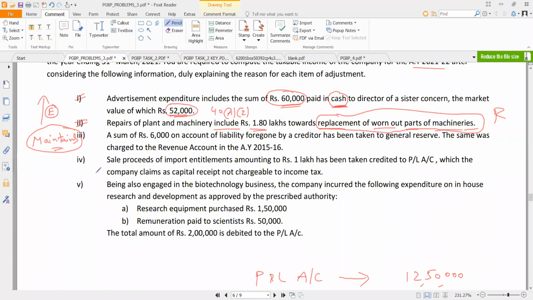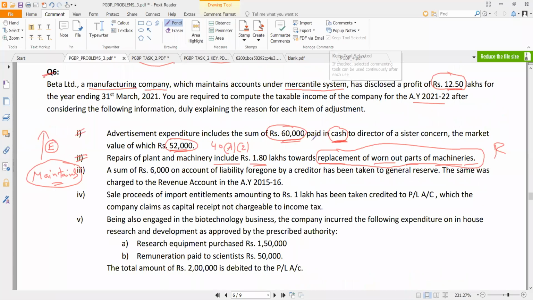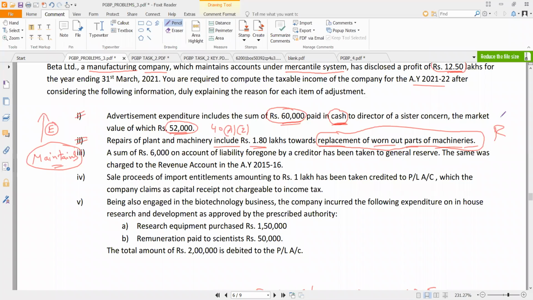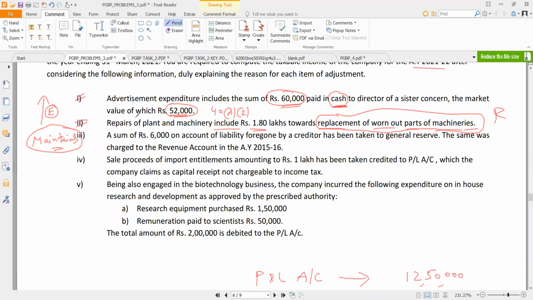Unnecessary. So, it is a revenue expenditure, allowed as deduction. We don't need to do anything. It's already debited to P&L. Whatever the profit of 12.5 lakhs is, that is after deducting that only. So, nothing specially to deduct anything now. So, understand the concepts clearly. Very important things. That's what I told.